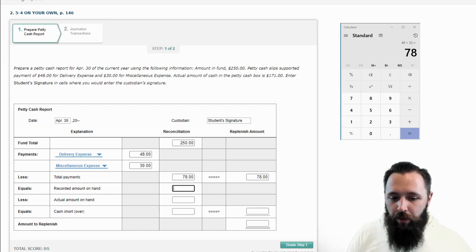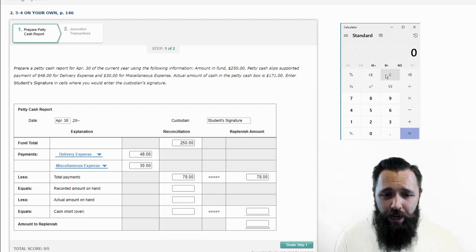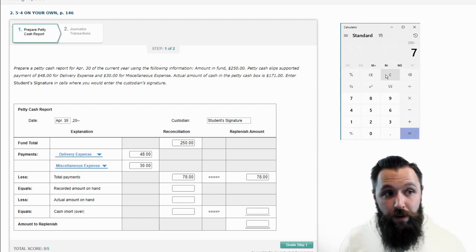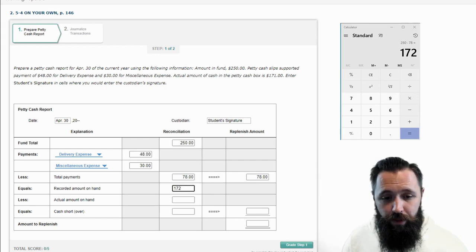So the recorded amount on hand, and when it says recorded amount, it just means by paperwork, right? So the paperwork says that we should have $250 minus 78, $172 on hand. Okay.